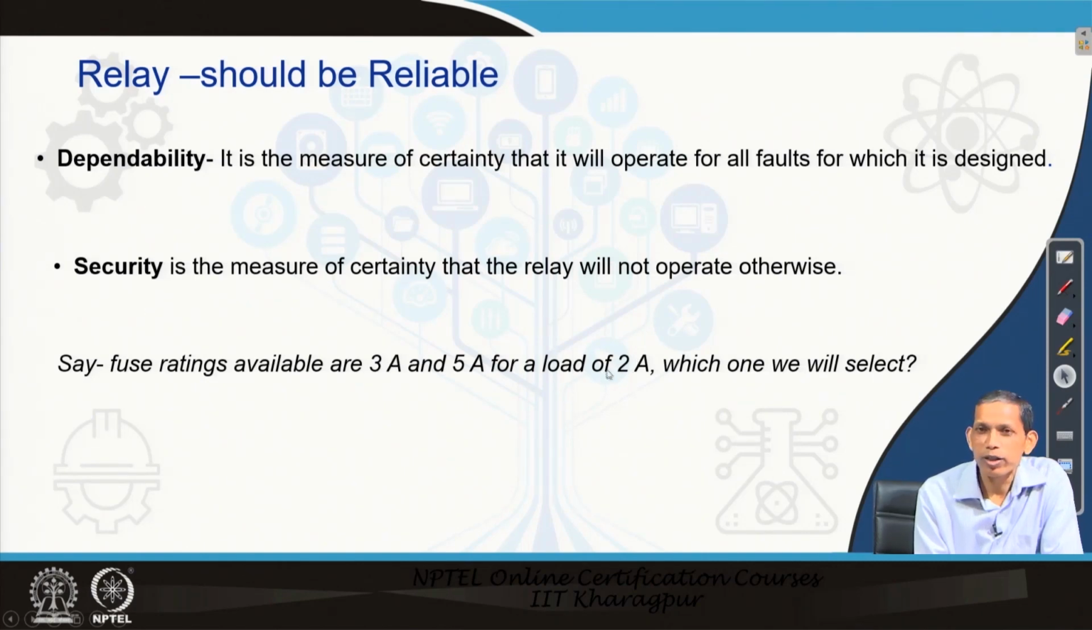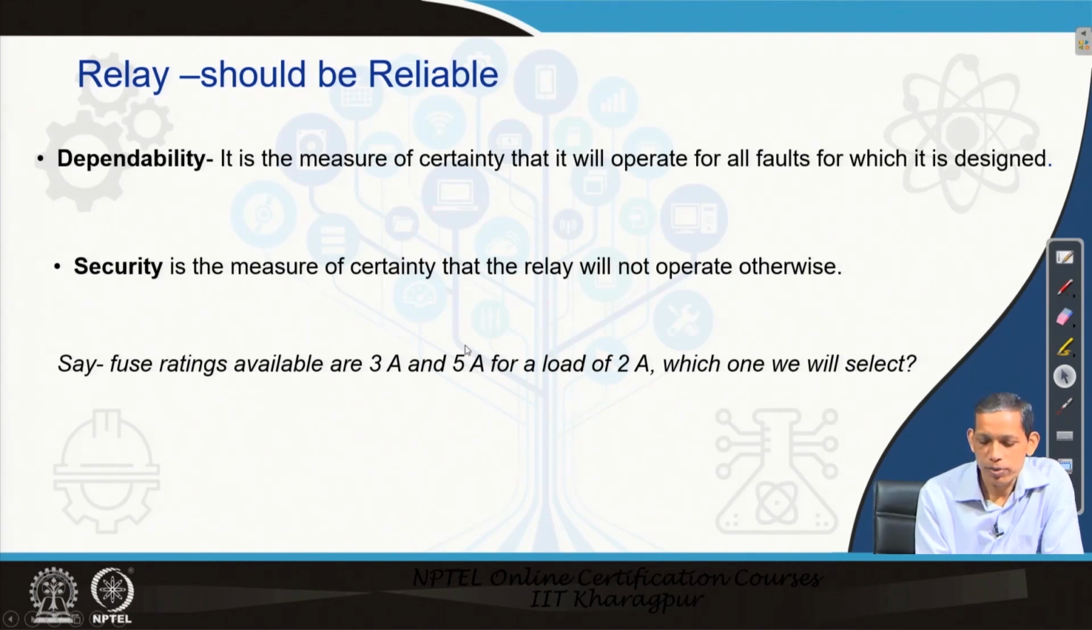But if there is a momentary overload in this circuit, then there is a chance that this 3 ampere fuse will be blown out, which is undesirable. Now, if you select 5 ampere, undesirable tripping for overload can be avoided in a better way. But with 5 ampere, many faults having a lesser amount of current, not a significant amount, may not be detected and the fuse may not be blown out. So, that becomes a challenge.